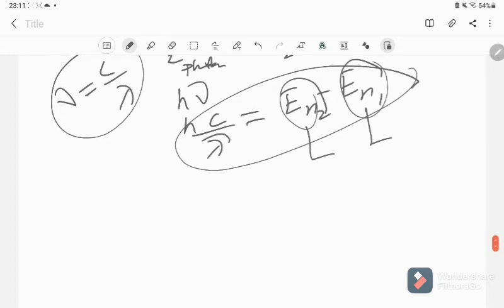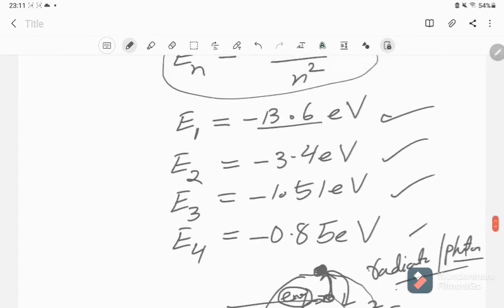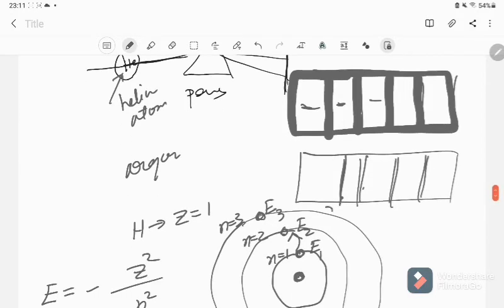So that means this lambda is also discrete. Since these two are discrete, lambda will also have a fixed, discrete, specific value. That is why we see these fixed spectral lines. In this line there will be some fixed value of lambda, and in this line also there will be some fixed value of lambda.